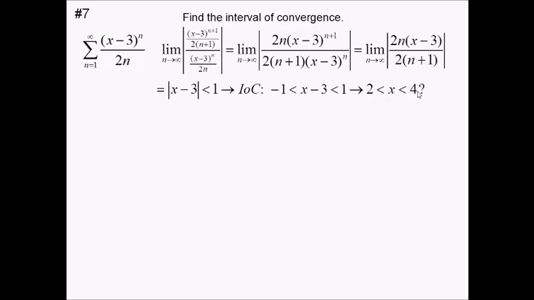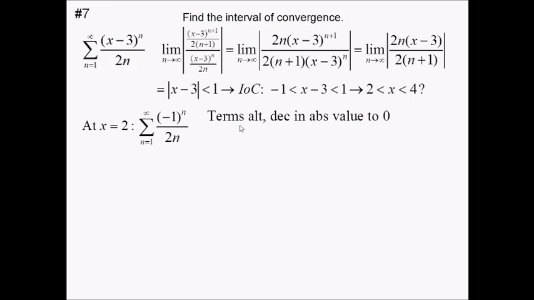Question mark, because we need to test the endpoints since we got this from the ratio test. So if x equals 2, let's test this first endpoint here. What happens to the original series? Well, 2 minus 3 is -1, so this is -1 to the n over 2n. This is a series that alternates, and since our denominator is growing, this is going to go to 0 in absolute value. So our terms are alternating, decreasing in absolute value to 0. Therefore, this series converges by the alternating series test.